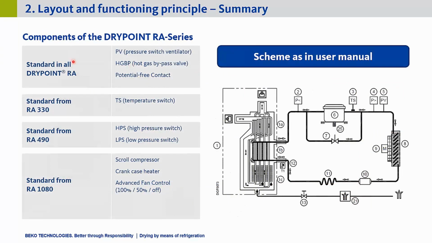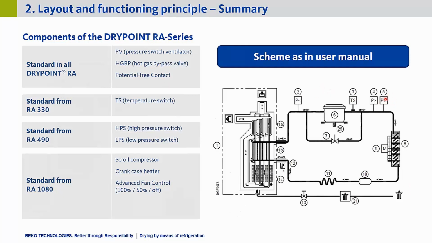So as I said, standard in all RA dryers is the pressure switch, which we have here again, and the hot gas bypass valve. By the way, this is the drawing or the scheme as it is in the user manual. We just had it a little bit more easy in our slides before.